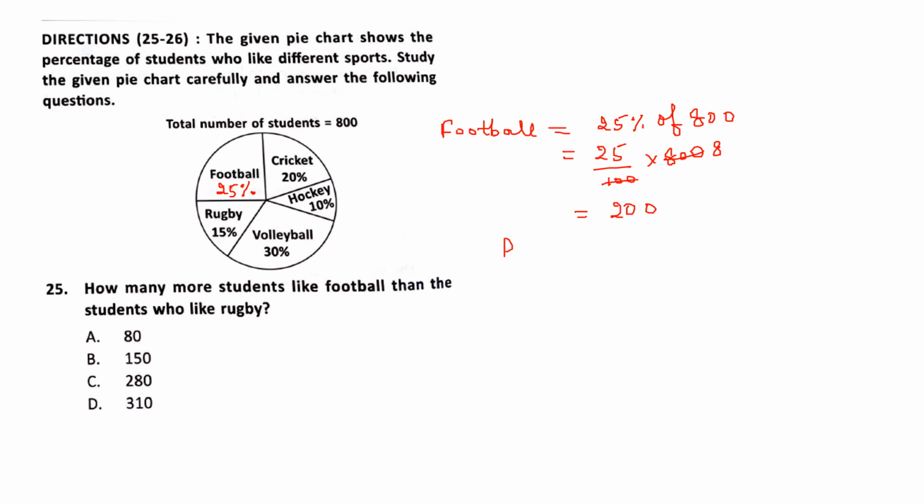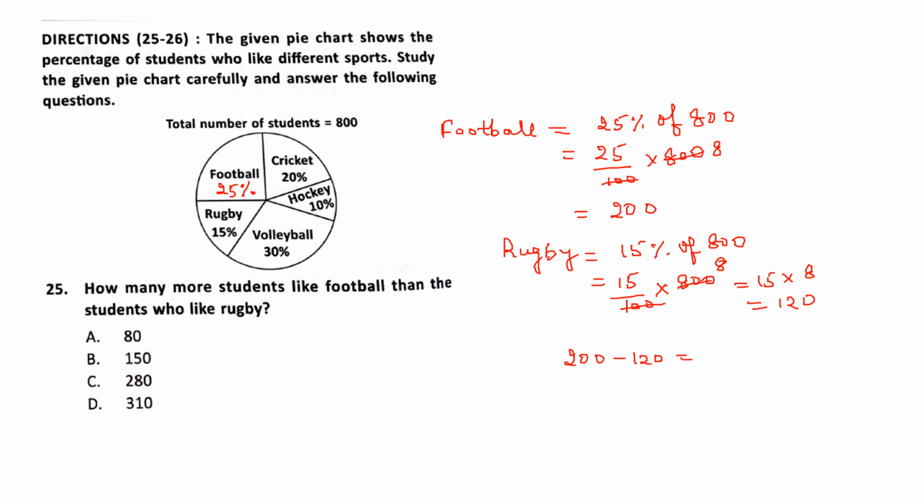Next, you have to find how many students like rugby. So the percentage is given as 15%. So 15% of 800. So it will give 15 by 100 into 800, 100 times 8. So 15 into 8 will give me the value 120. So very clearly you can see football is liked by more students than rugby. So how many more? For that we have to subtract. So 200 minus 120, it will give me 80. So the answer is A.